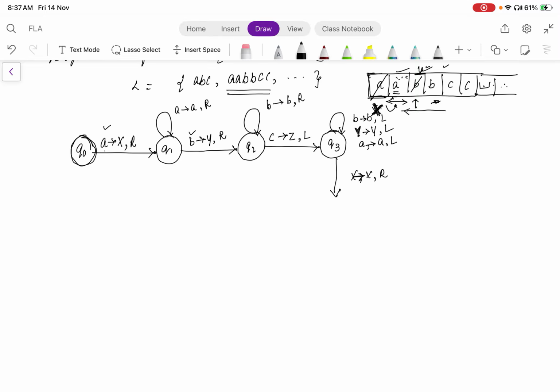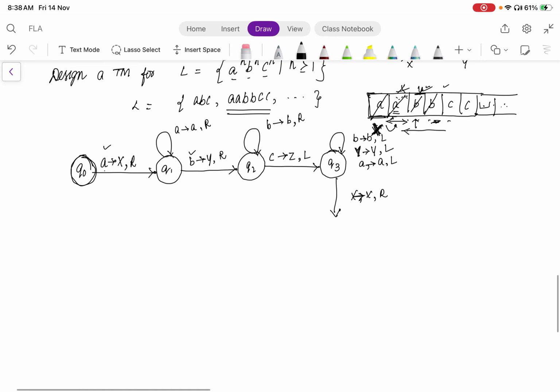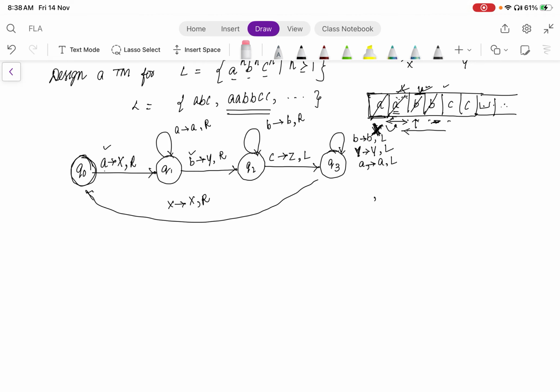Now you should repeat the whole process again. Again, you replace this with x. Keep moving right until you find a b. Replace it with y. So this looks like a loop, right? So I will just connect this with this state so that it will keep moving right. X goes to x, comma, right.